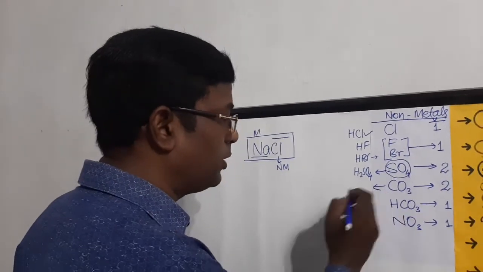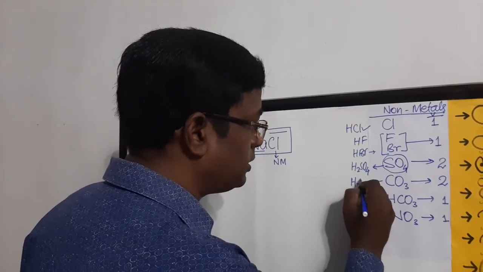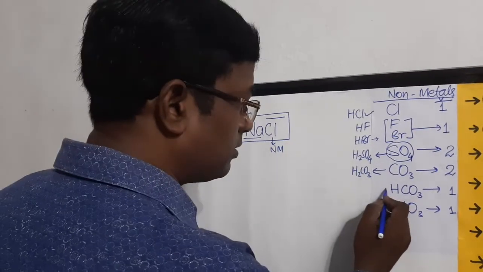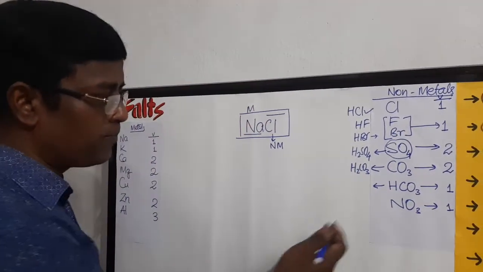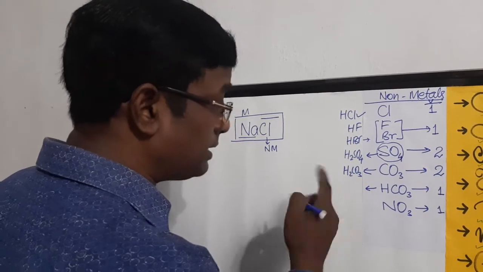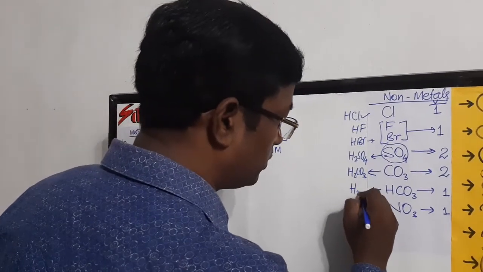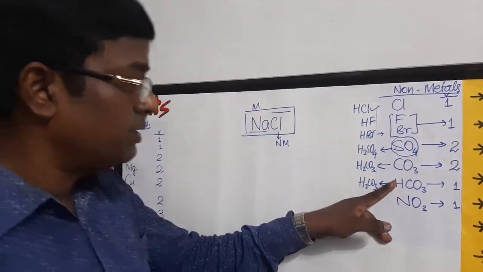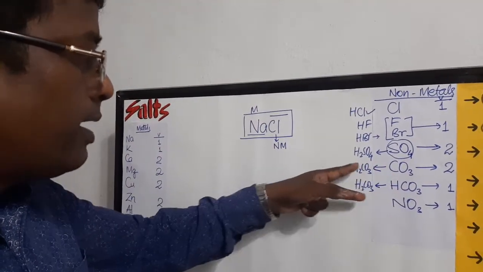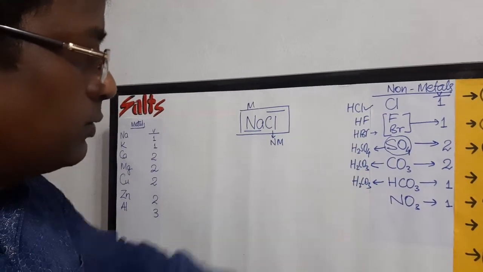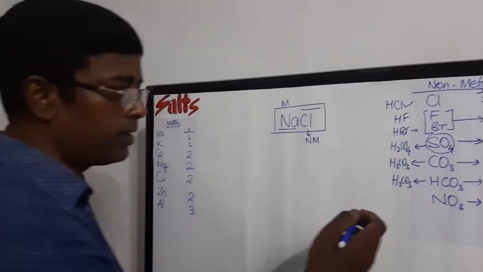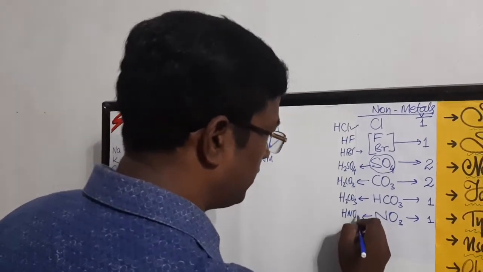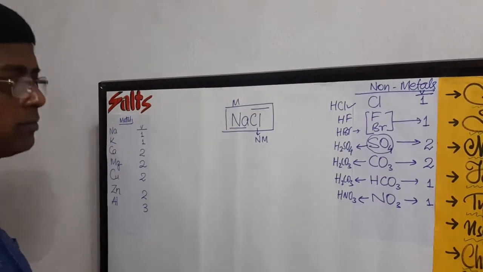The main source of carbonate ion is the acid H2CO3, carbonic acid. Similarly here, hydrogen carbonate ion, the parent acid is H2CO3. That means the carbonate as well as the hydrogen carbonate, their parent acid is H2CO3, carbonic acid, common. Nitrate ions belong to HNO3, nitric acid.